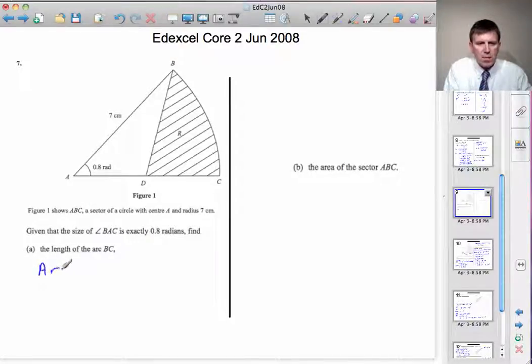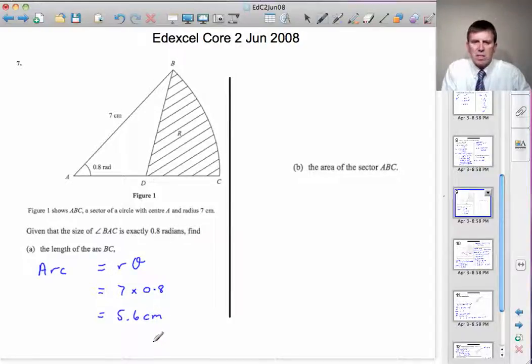And the arc length is given by r theta, where r is the radius of the circle and theta is the angle subtended at the centre in radians. So this is simply 7, the radius, multiplied by 0.8. 7 times 0.8 is 5.6, and the units will be in centimetres because the radius is in centimetres. Now the area.